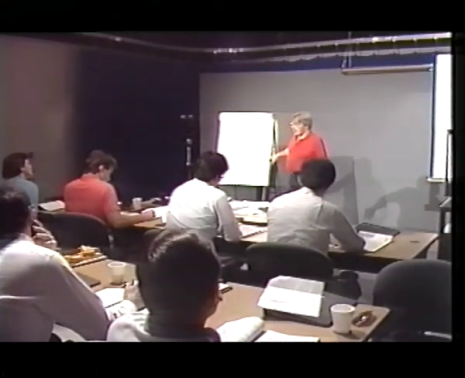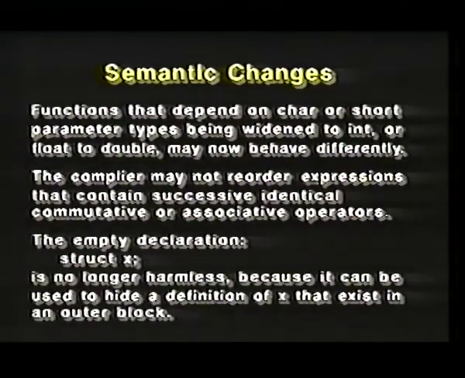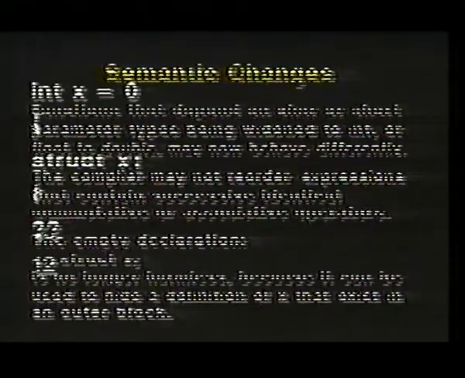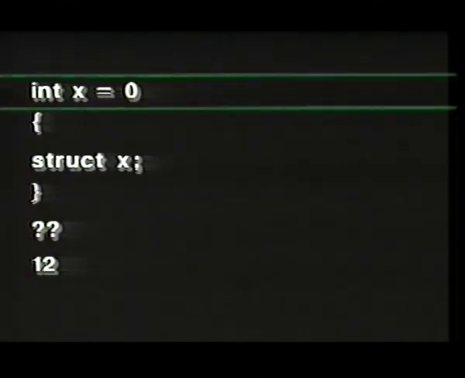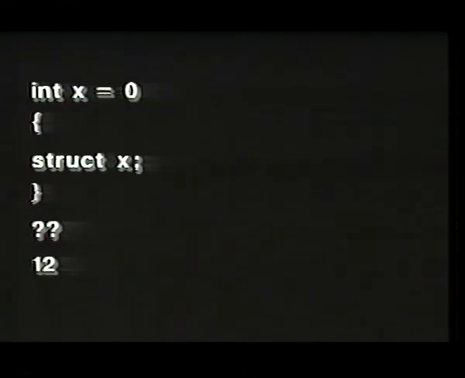And I will be talking about some of the optimizations later. Empty declarations such as "extern X" or "struct X" are no longer harmless because they can hide a definition of an X that exists in another block. Such that if you say int X equals 0 in this block, when you refer to X, it always refers to this X, not this one.